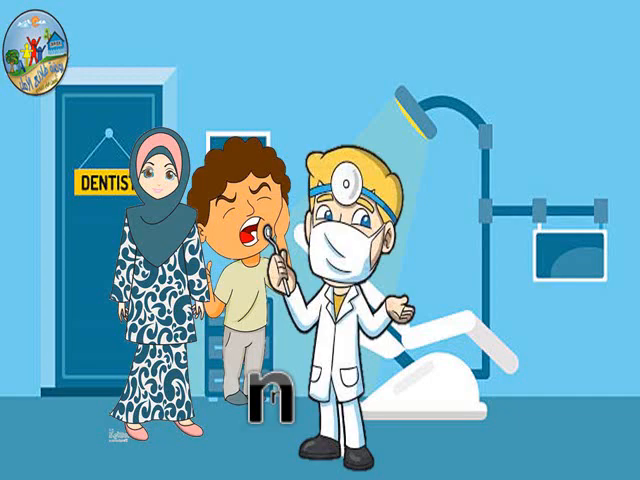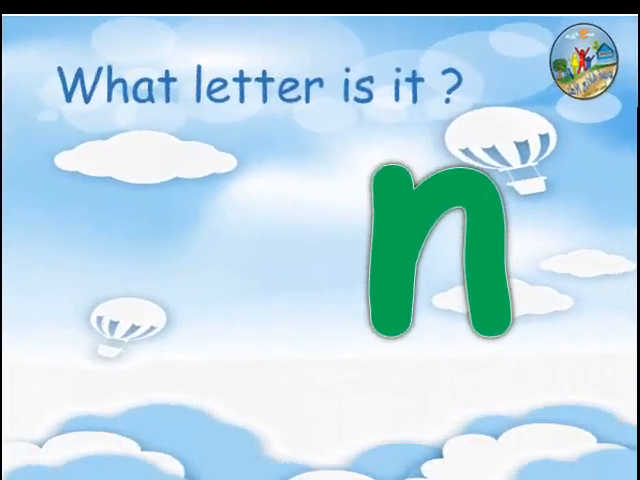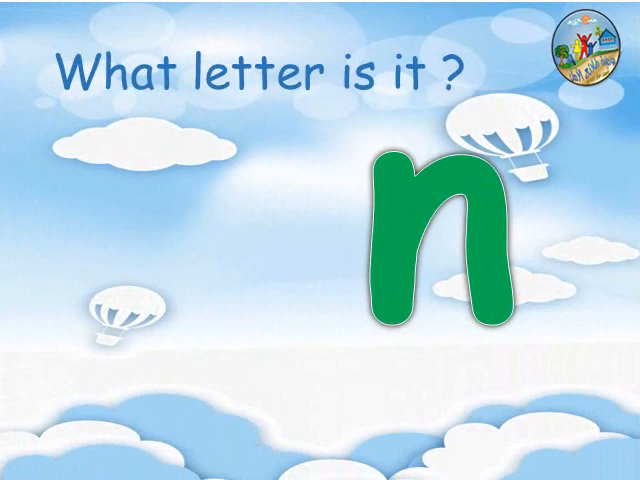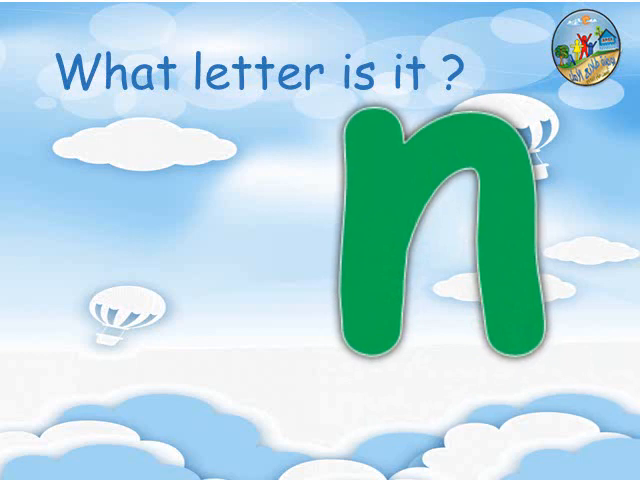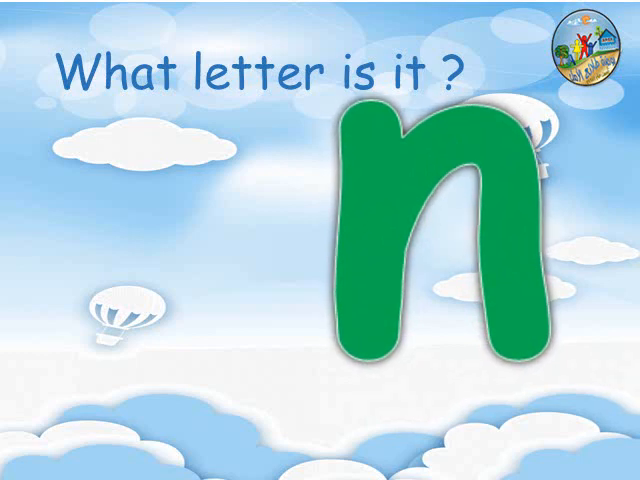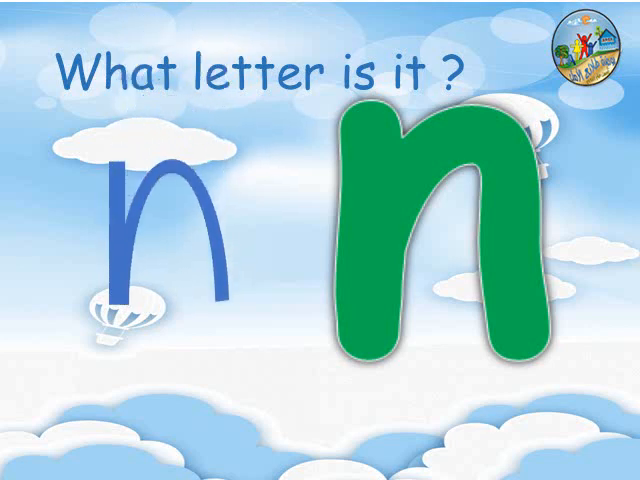Small na. So what is this letter, children? It's small na. What lines does a small na have? It has two lines. The first one is a standing line, a small standing line, and a small curve towards down. This is small na.